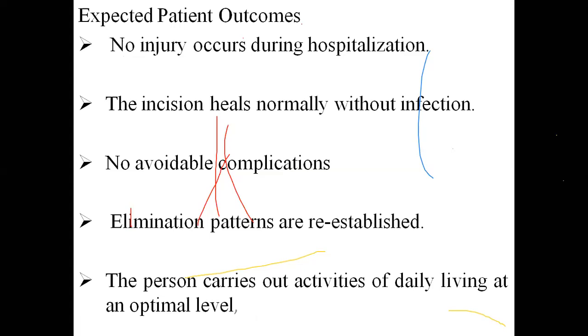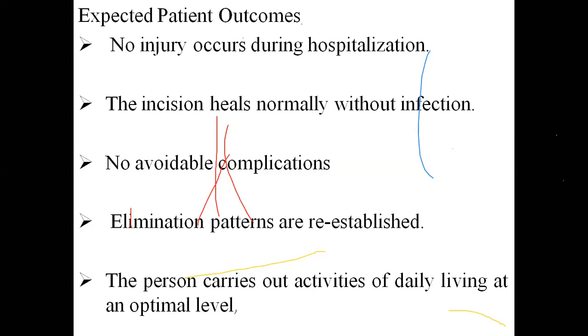So, expected patient outcomes now. What are those things we expect when we give intervention? No injury occurred during hospitalization. When we give all of our care adequately, then patients should not sustain any injury while on hospital admission. Anything the patient does not come in with is not expected to come up as an injury while the patient is in our care. The incision heals normally without infection.